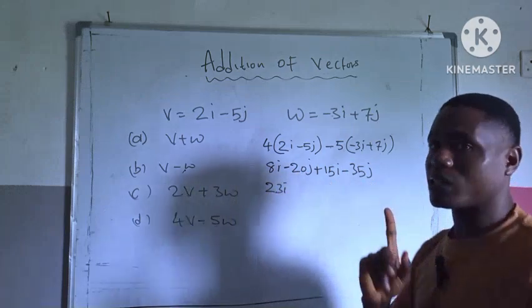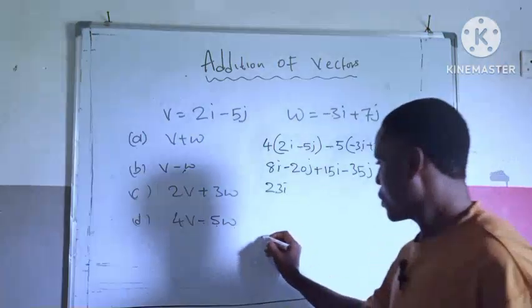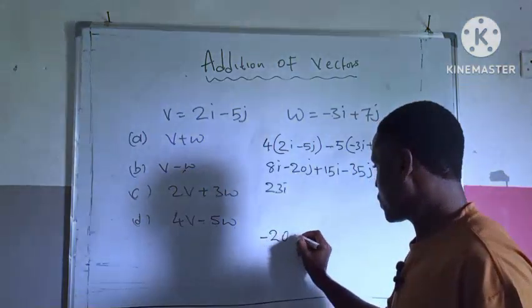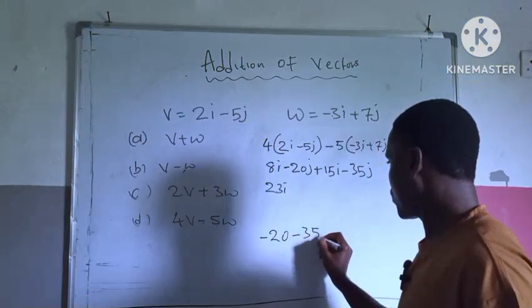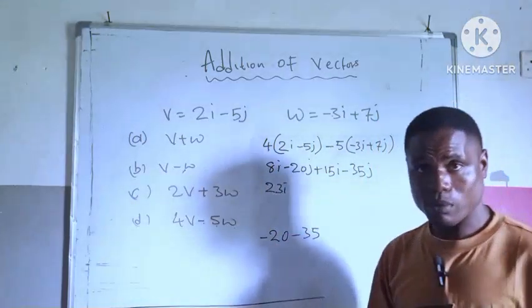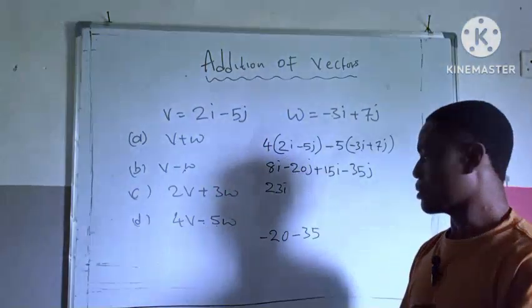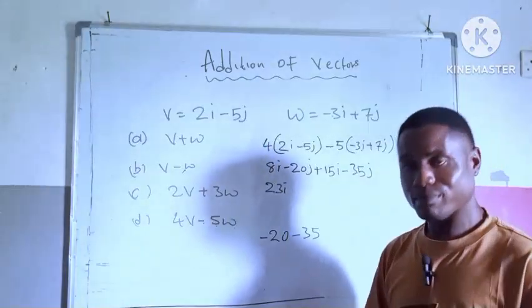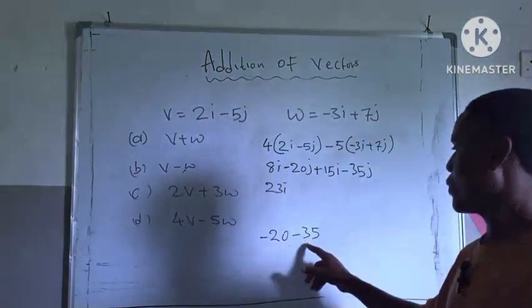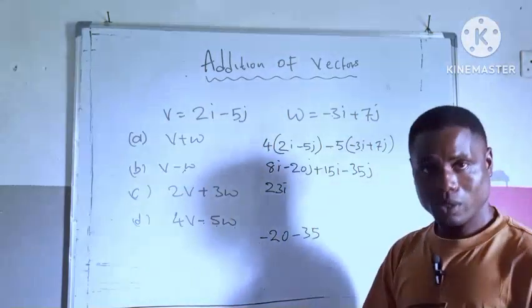Minus 20. I think I've explained this before. Let's say we have minus 20 minus 35. What is the answer? Minus 20 minus 35 is what? It is minus 55. Hope you understand.